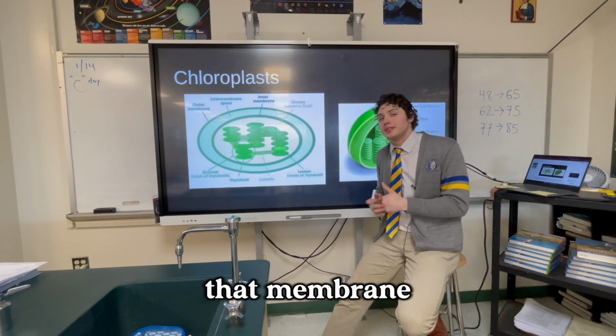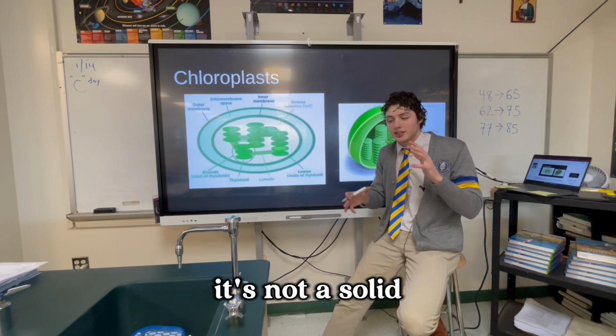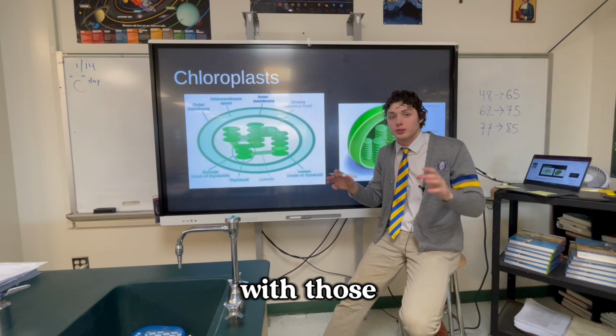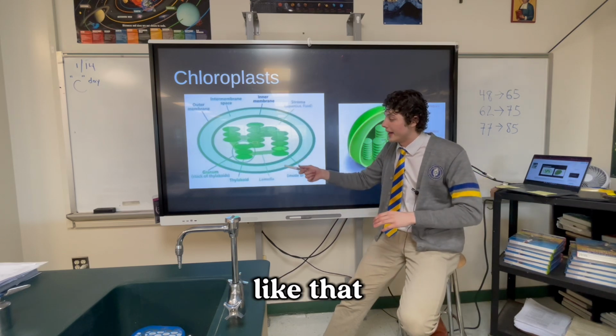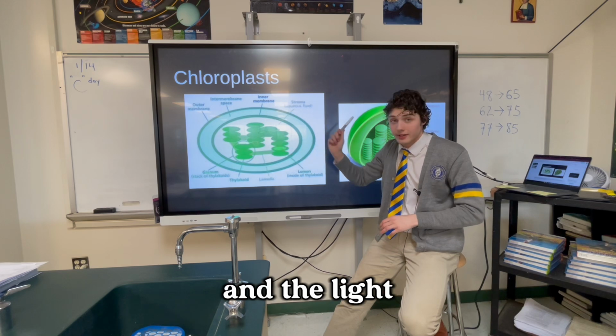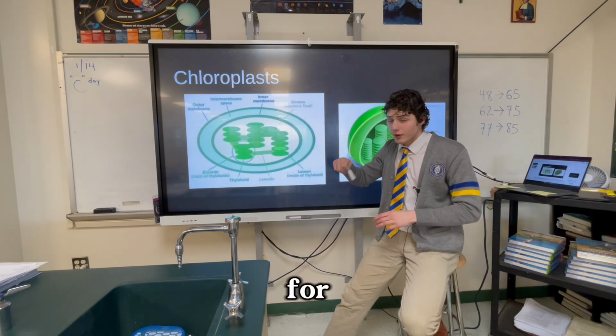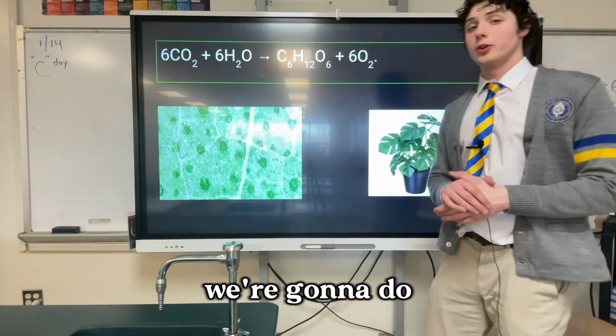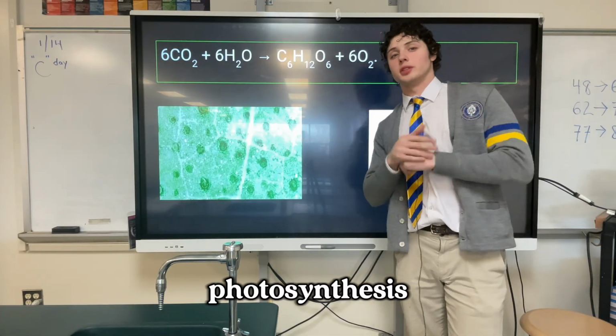But the lumen inside the thylakoid, that's what the thylakoid is protecting. So remember we talked about that cell membrane. It's not a solid structure. It's flexible. It's always moving with those phospholipids. Well, it's kind of like that. This thylakoid is protecting and filtering what's going on inside the lumen, and the light reaction for photosynthesis is taking place in the thylakoid.